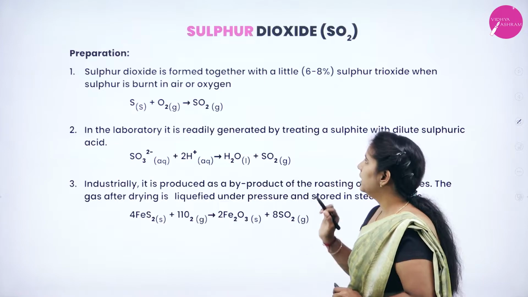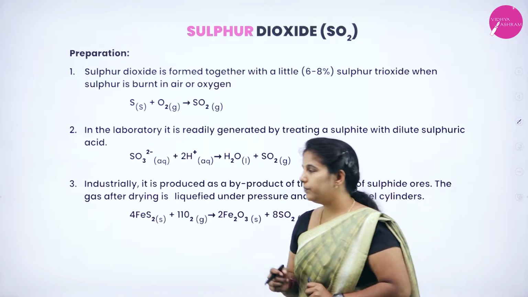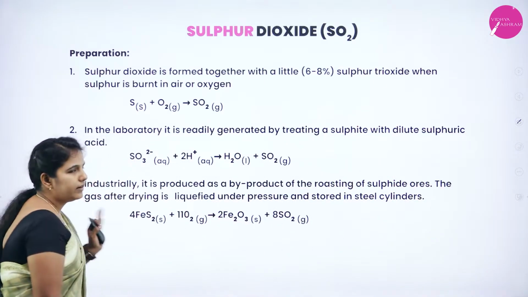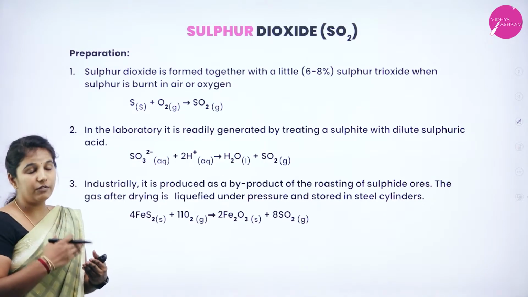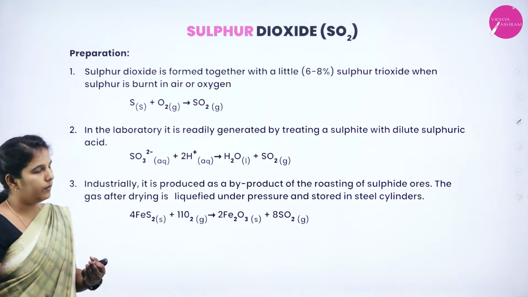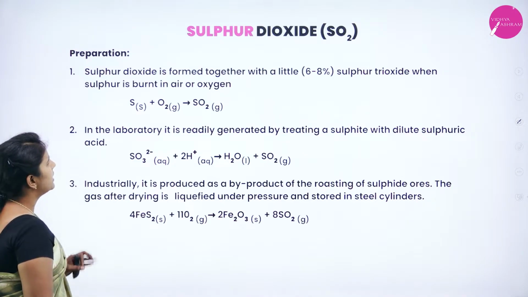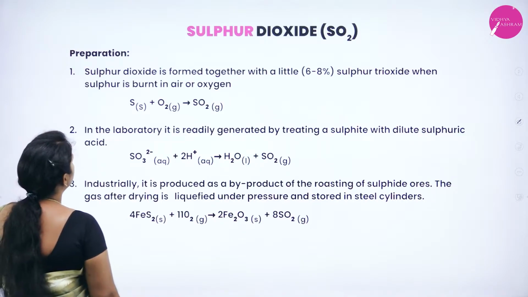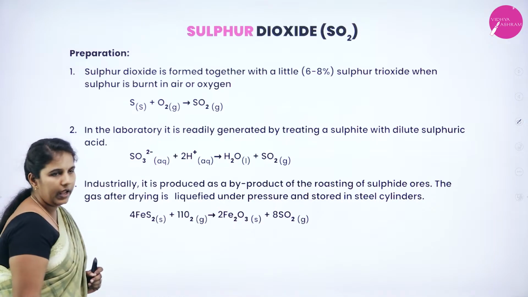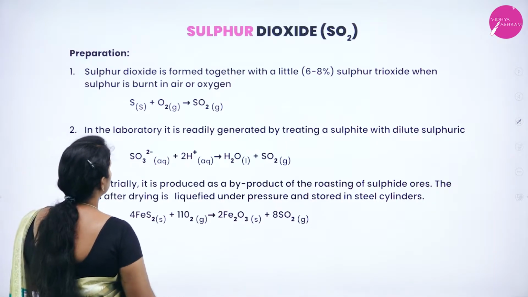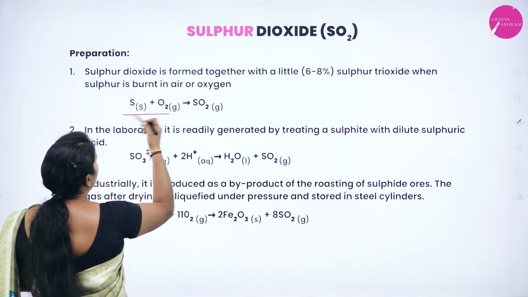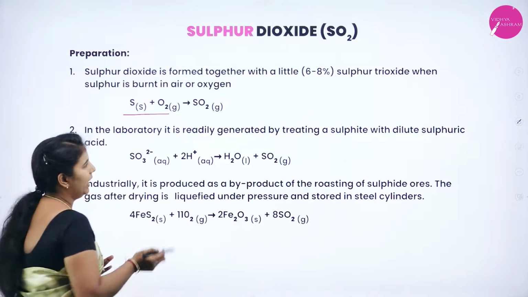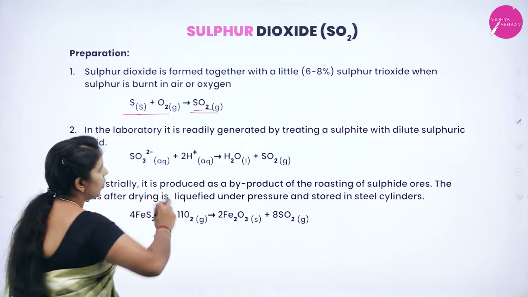Okay, coming to the preparation of sulfur dioxide. We will see how we can prepare sulfur dioxide, which is a compound of sulfur. Sulfur dioxide is formed together with a little sulfur trioxide when sulfur is burned in air. You can see that when sulfur is heated with the oxygen which is there in the air, you will get sulfur dioxide.